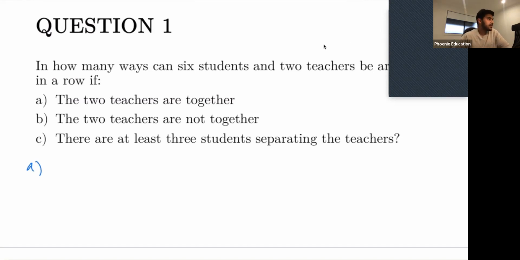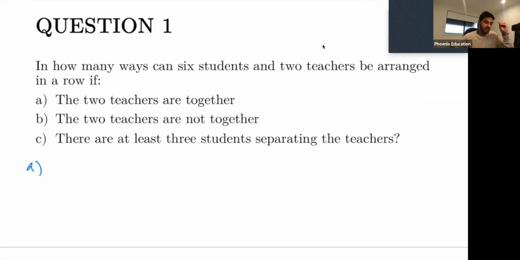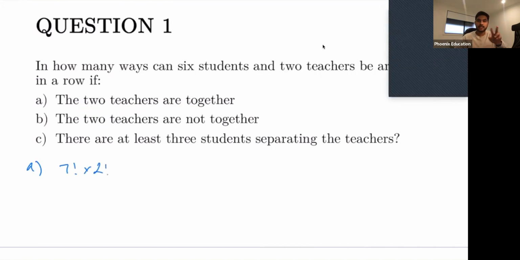Okay, let's have a look at the first one. So here we have 6 students and 2 teachers. So altogether we have 8 elements. Now, if the 2 teachers are together, they basically turn into 1 element. And so we end up with 7 elements in total if the 2 teachers are bundled together. So the way that we can arrange from 7 elements is 7 factorial. But then we need to multiply this by 2 factorial because the teachers can switch amongst themselves. So hopefully that's not too unfamiliar.